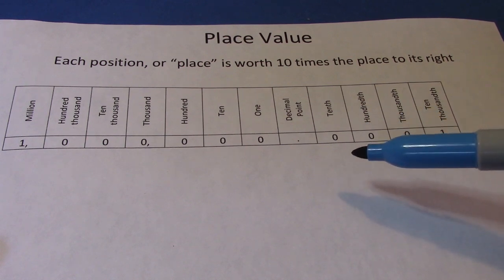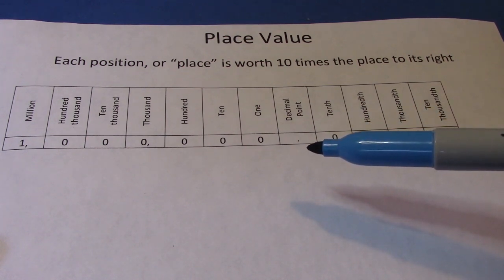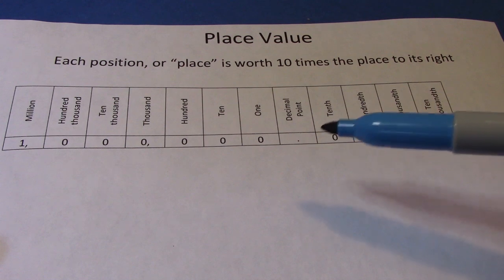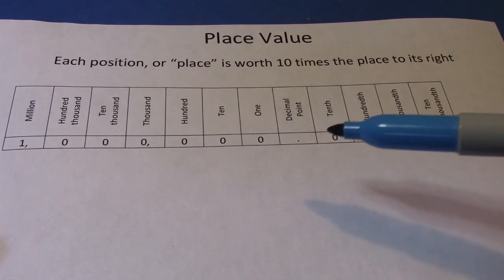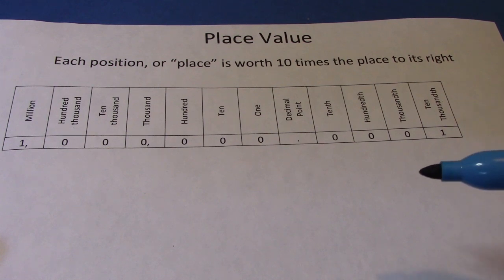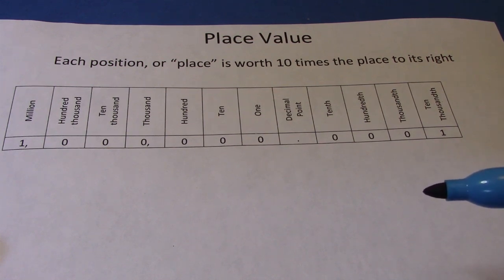A decimal point marks the spot where things become less than an entire object. Even after the decimal point, to the right of the decimal point, every place is still worth 10 times the amount of the place to its right.